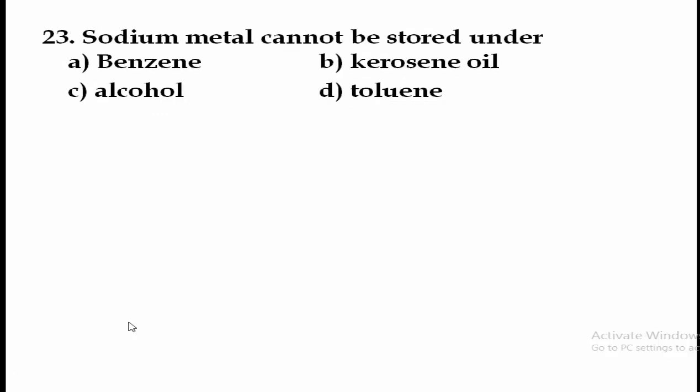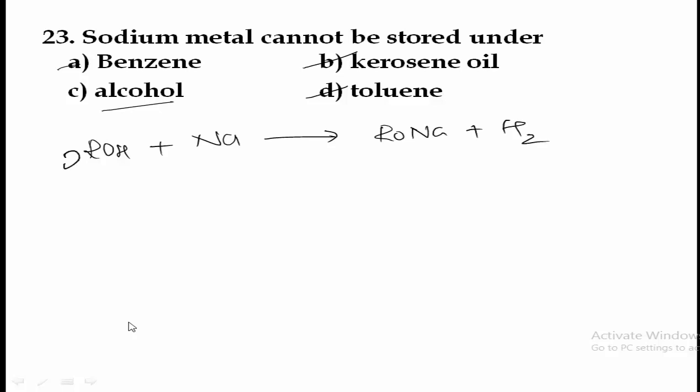Then 23rd: sodium metal cannot be stored under? Among these options, we have to find in which it cannot be stored. Benzene, it can be stored because sodium does not react directly with benzene. In kerosene oil also it can be stored, and in toluene also it can be stored. But in the case of alcohol, sodium reacts with alcohol to form sodium ethoxide, and thus it cannot be stored under alcohol. Therefore, option C is the right answer.